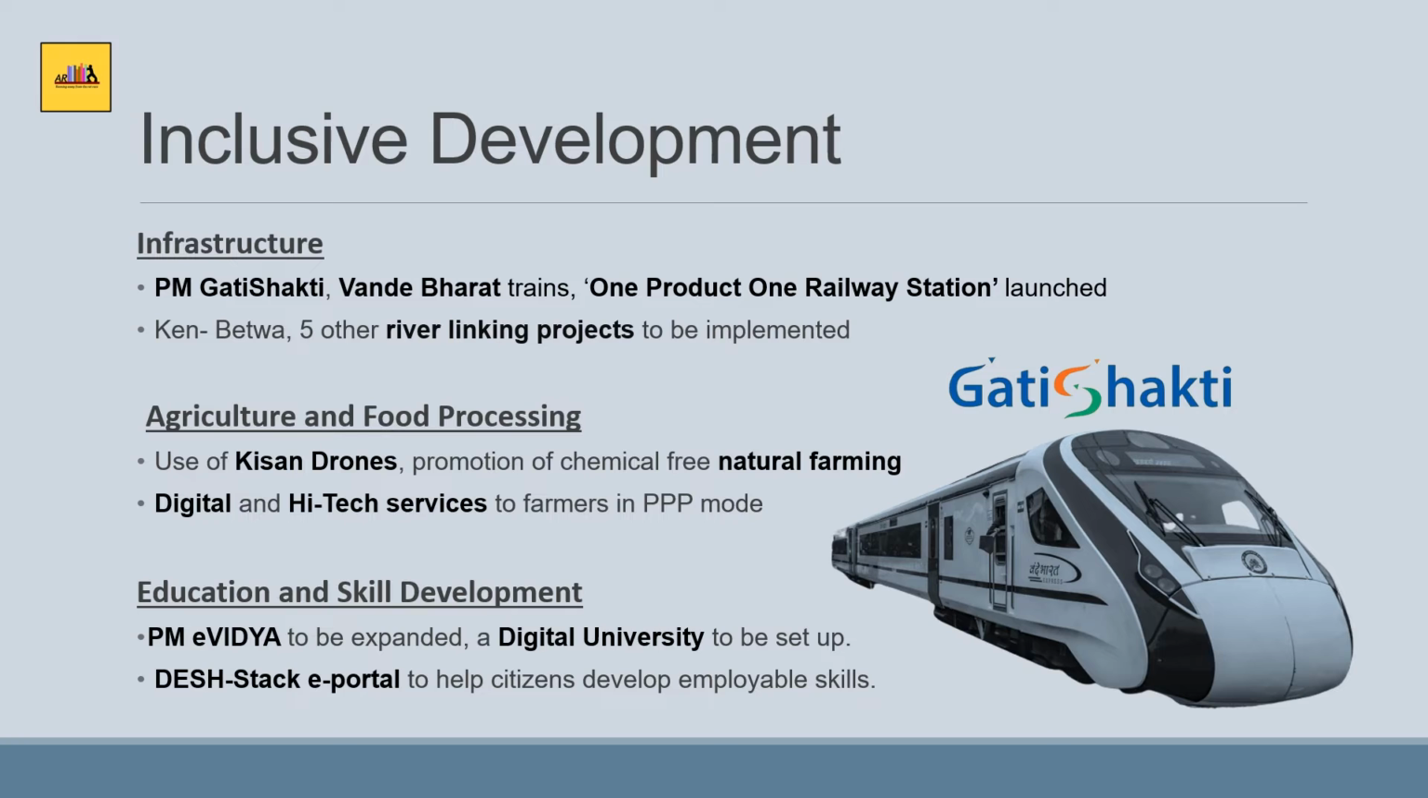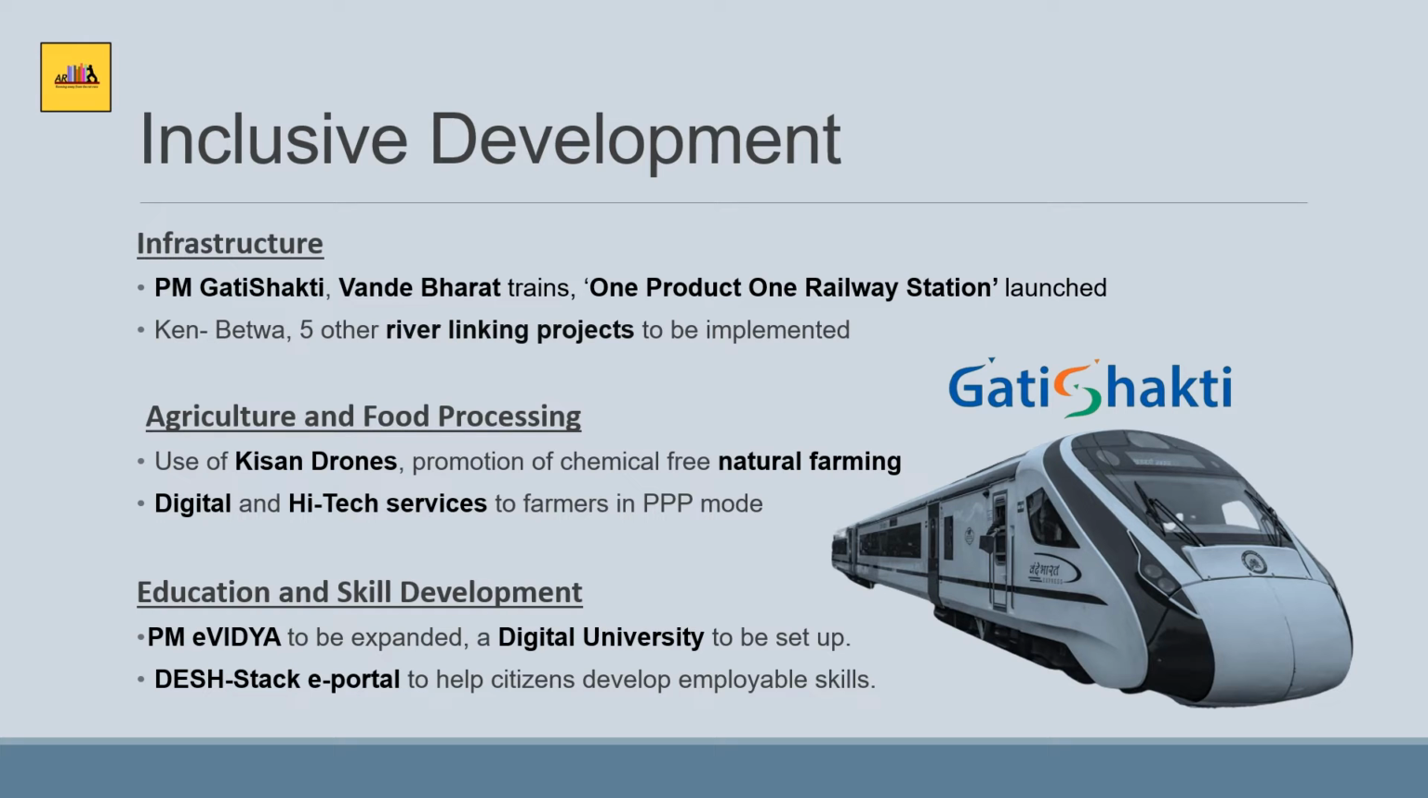Moving on, let us now see the major policies and proposals unveiled in the budget. So, in the infrastructure sector, PM Gati Shakti, Vande Bharat trains, and One Product, One Railway Station schemes are the latest developments. The PM Gati Shakti is a 100 lakh crore project for developing holistic infrastructure. While implementing the 7 engines model, it aims at reducing the logistics cost and helping speedier implementation of development projects. The Department for Promotion of Industry and Internal Trade has been made the nodal agency for this project.